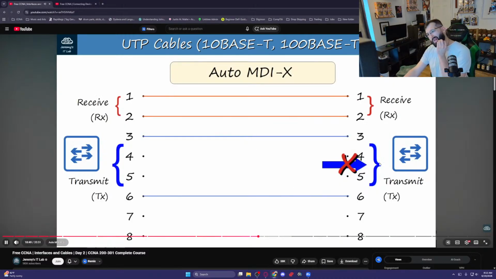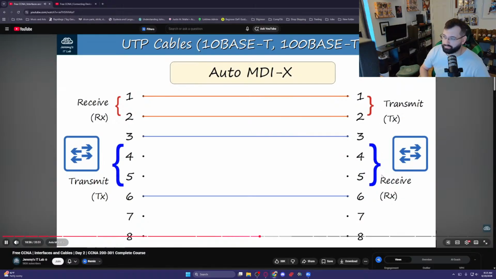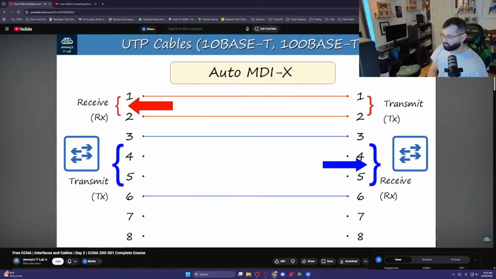Detect which pins their neighbor is transmitting data on, and then adjust which pins they use to transmit and receive data. They can then exchange data normally. So, unless you're working with network equipment that is quite old, you don't really have to worry about straight-through and crossover cables. But this is good information to be aware of, and it's also good to learn about the concept of Auto MDIX, both for the exam and for real-world networking.